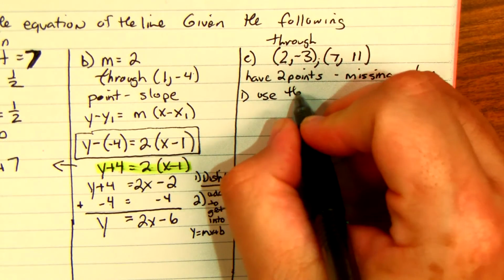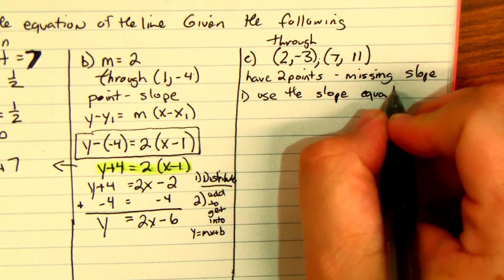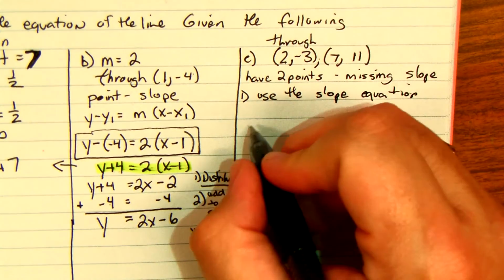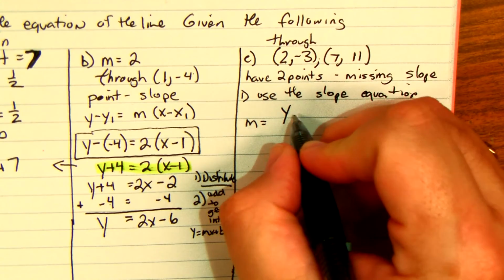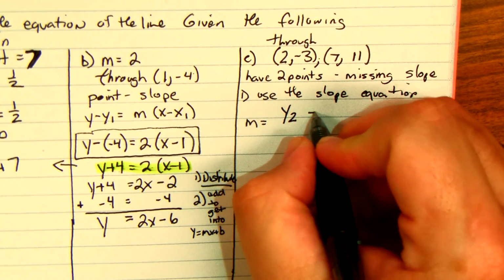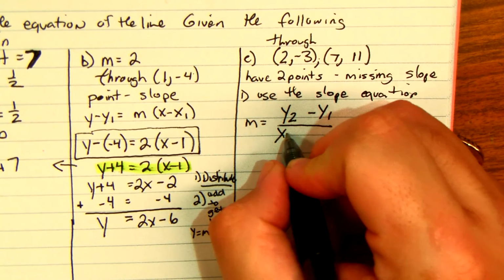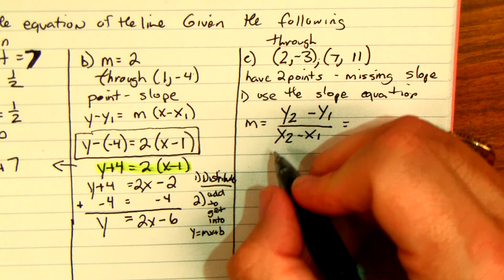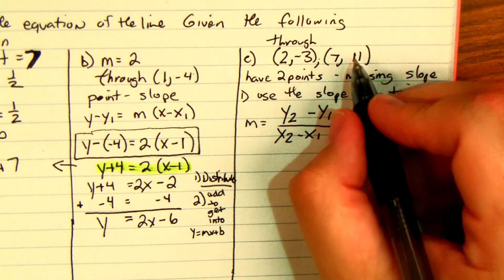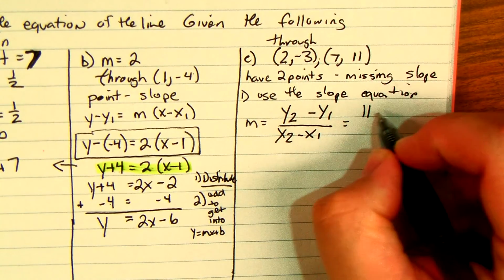use the slope equation, which is m is equal to y2 minus y1 over x2 minus x1. I'm just going to go 11 minus a negative 3.